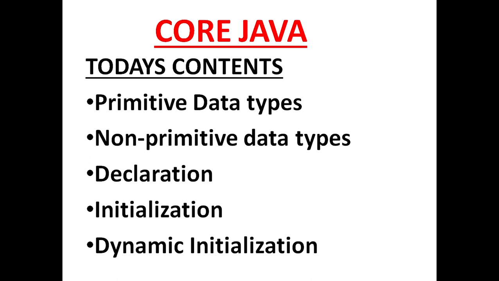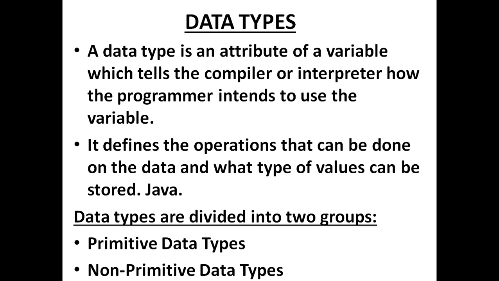Today I will be telling about Java. Today's content is primitive data types, non-primitive data types, declaration, initialization and dynamic initialization. I will tell you one by one. You can see these contents. These are today's contents. Okay, I will show you one by one. Okay, number one.